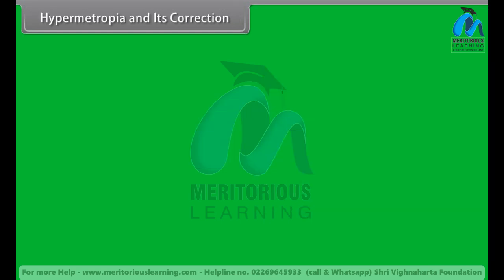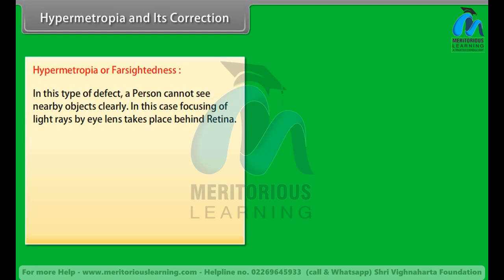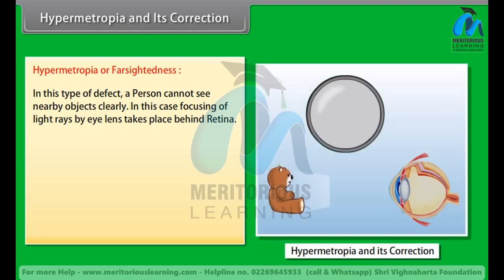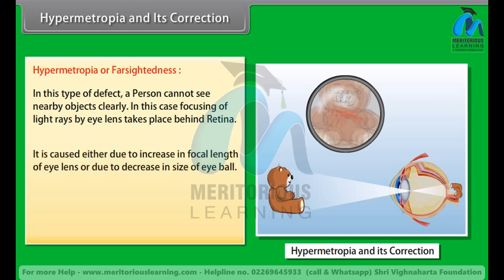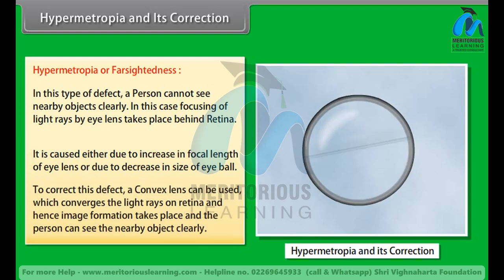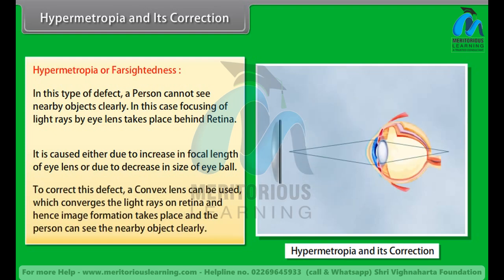Hypermetropia and its correction. In this type of defect, a person cannot see nearby objects clearly. In this case, focusing of light rays by the eye lens takes place behind the retina. It is caused either due to increase in focal length of the eye lens or due to decrease in size of the eyeball. To correct this defect, a convex lens can be used which converges the light rays on the retina and hence image formation takes place and the person can see nearby objects clearly.